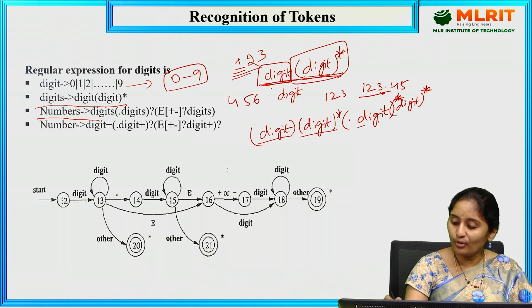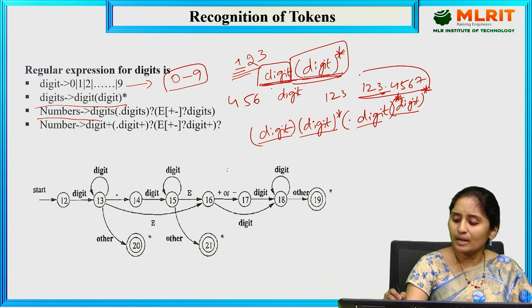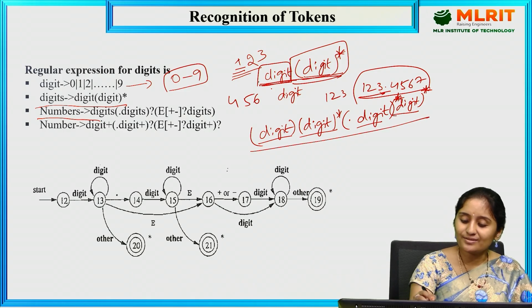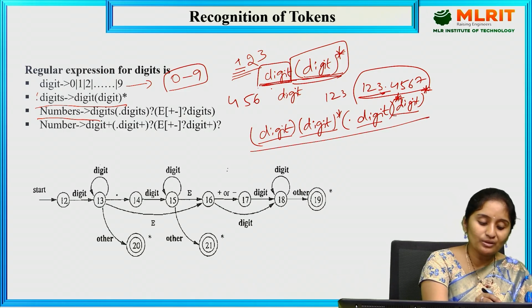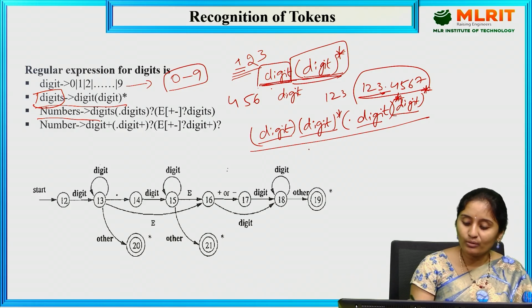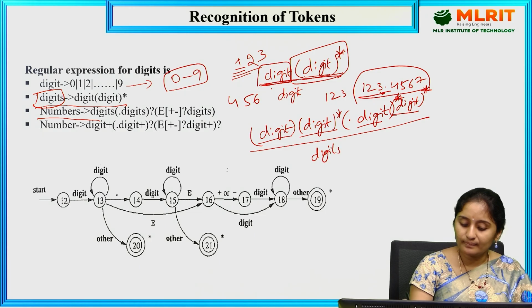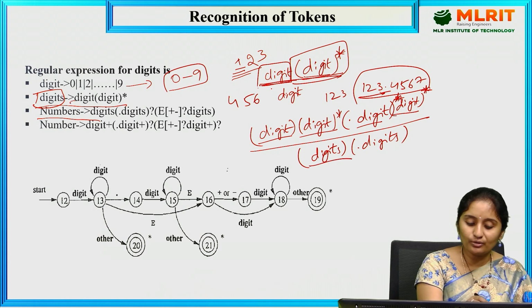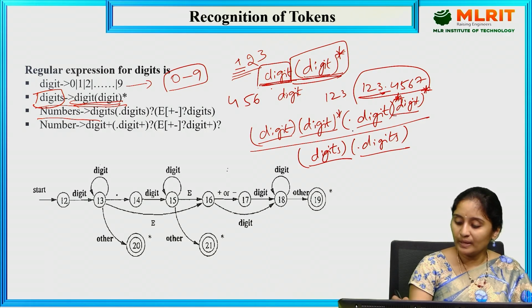So numbers like 4, 4, 5, 5, 6, 7 can be read. These types of floating numbers can be read by this. Let us write digit of digit star with one name, digits, and reuse it here. So I can write digits dot digits, where digits is digit of digit star. The dot represents the floating point values, so we use this to represent floating point values.